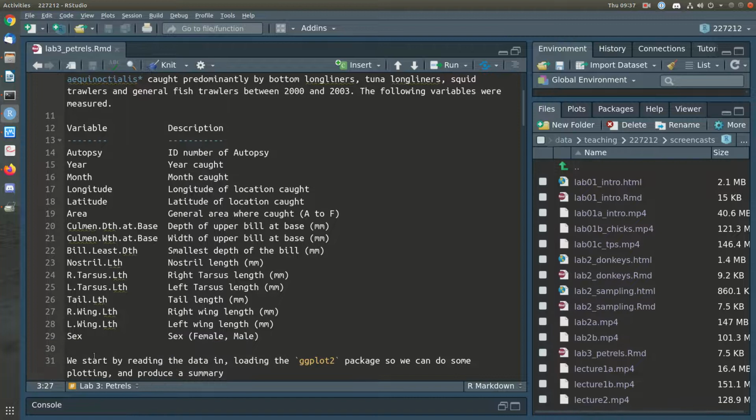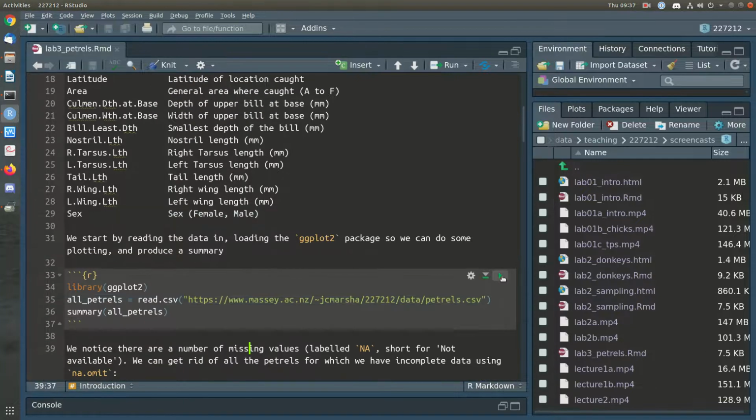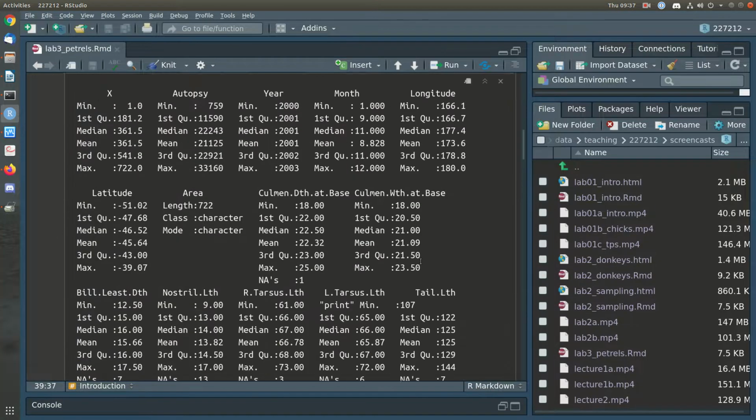We have a large number of variables here in this data set that you could explore if you wish, but the primary ones we're going to look at are the area in which they were caught. So that's location, so there's 6 different locations, and then we're going to look at the right wing length as a proxy for size, and then we're going to see if there's any differences by sex.